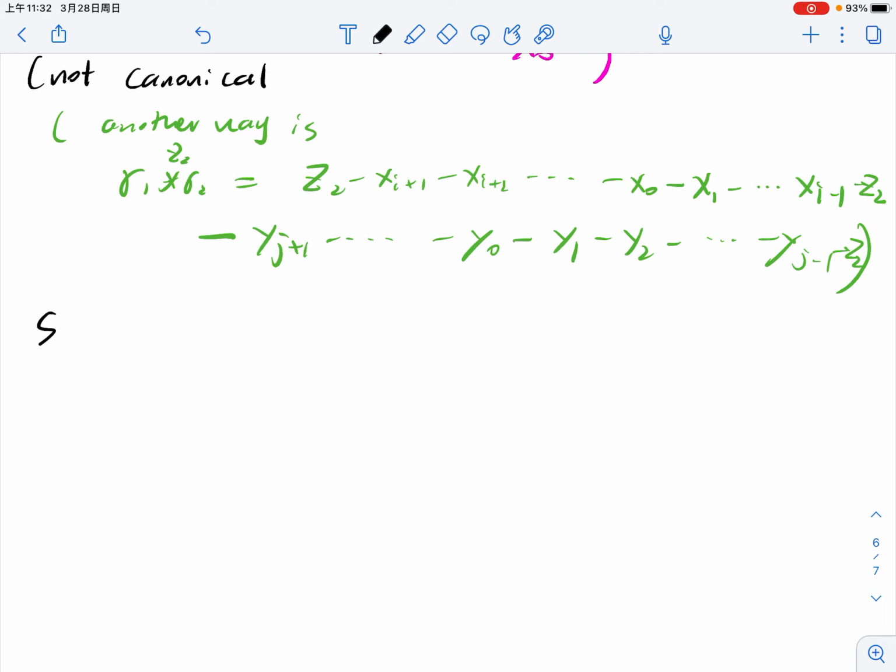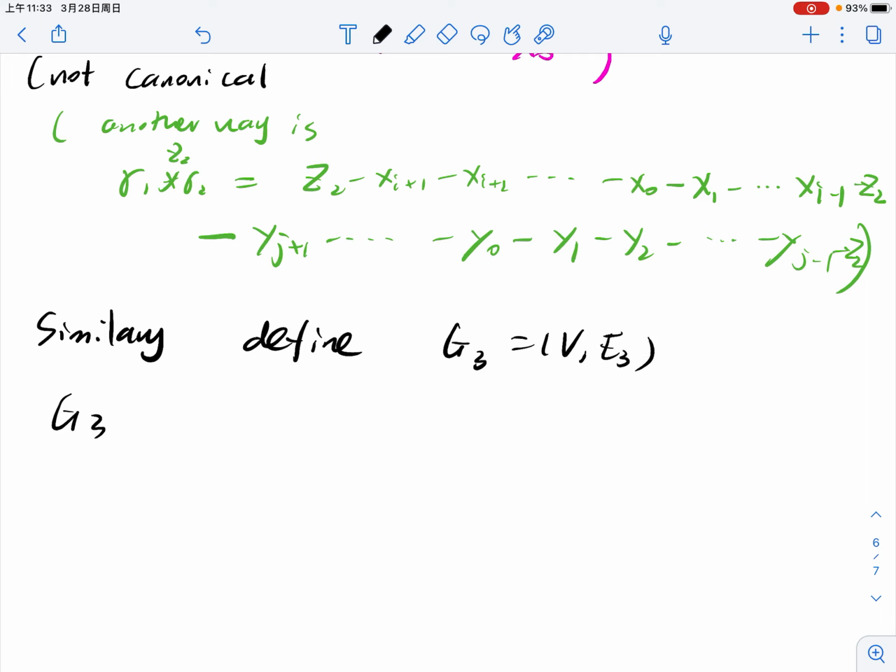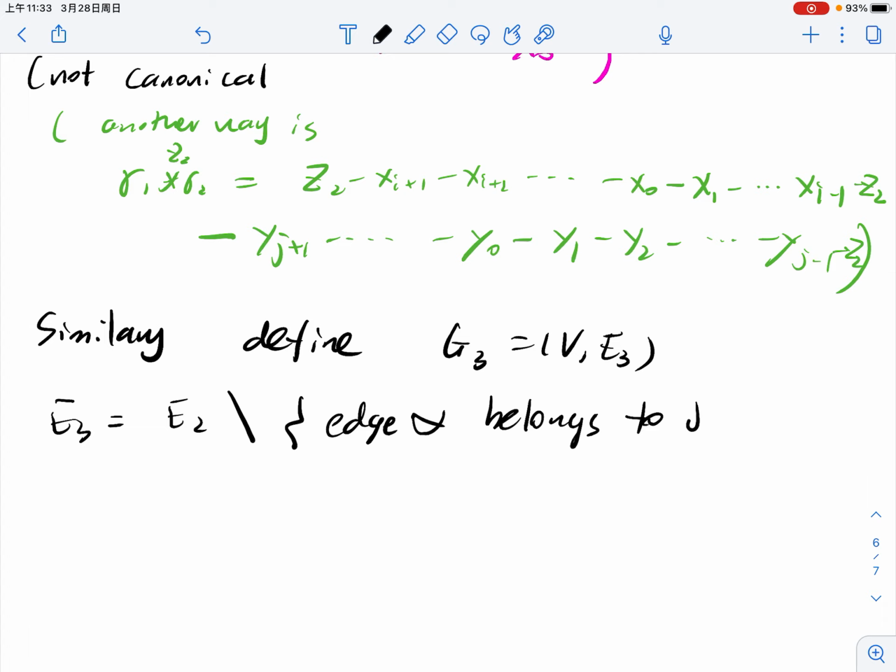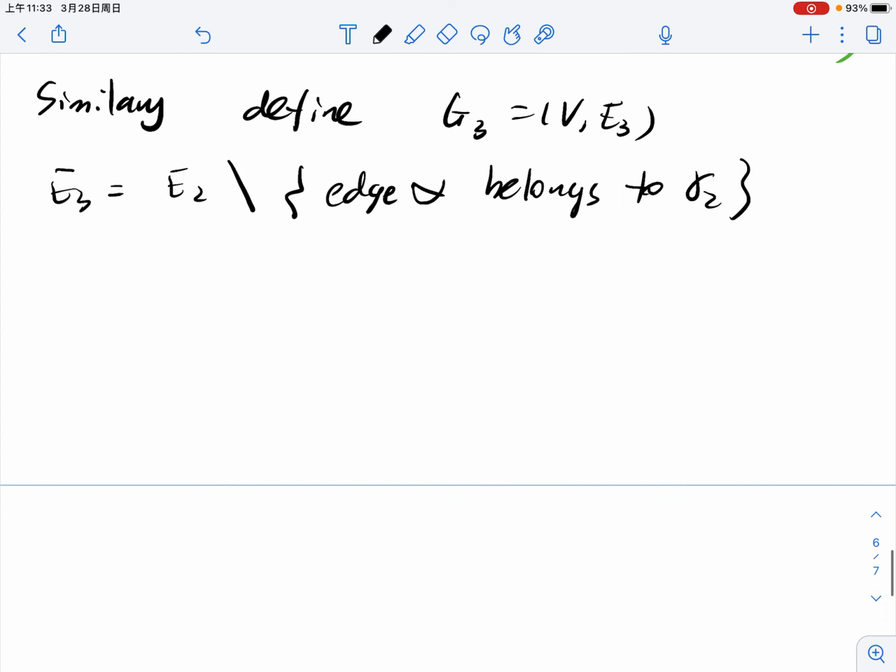Okay, and similarly, we define G3 to be a subgraph of G2, where the edge set E3 is E2, get rid of those edges. Edge alpha belongs to gamma 2.